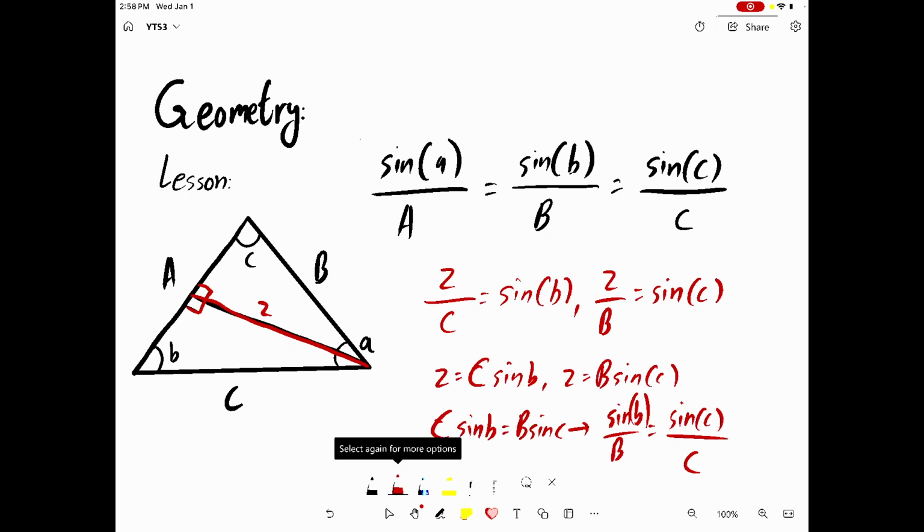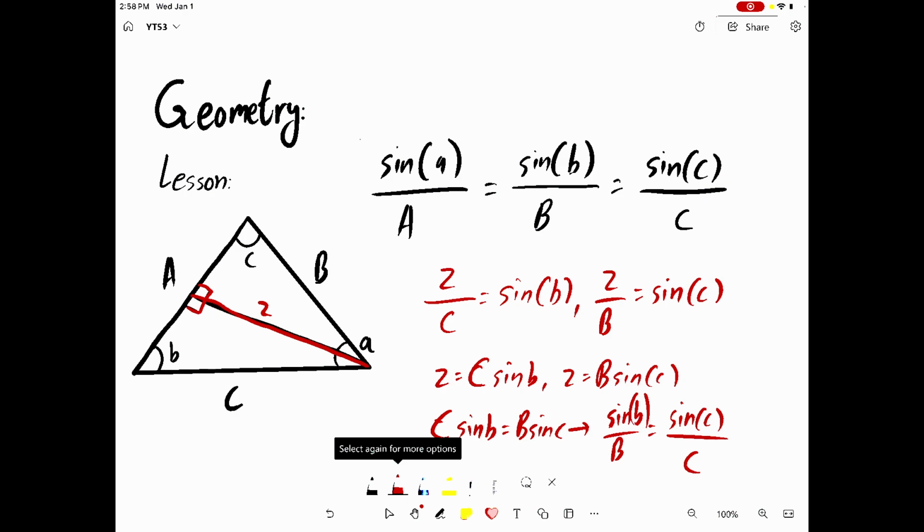Alright, that was pretty simple. All I did was write the rest of the steps. We're going to draw a line from vertex A onto side A. We're going to call that line Z because H is different. So if we just do the original formula, Z by C is equal to sine B, Z by B is equal to sine C. Of course, lowercase and uppercase as needed. And then you solve for B, set them equal and rearrange as shown on the screen. Just like we did last time, you'll pretty soon figure out that that's about how it is.